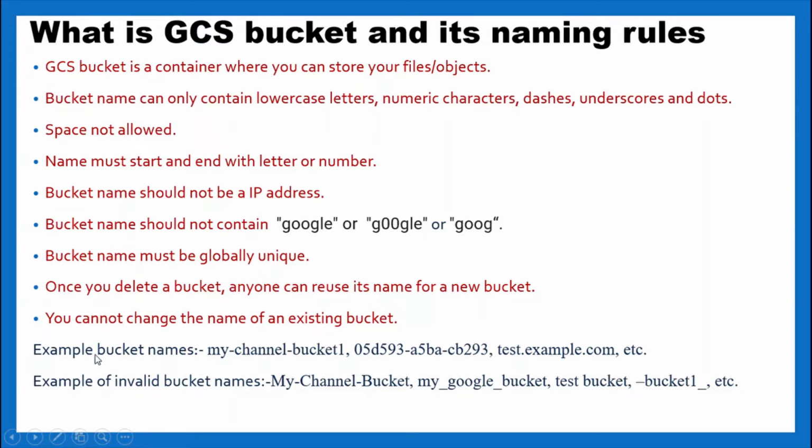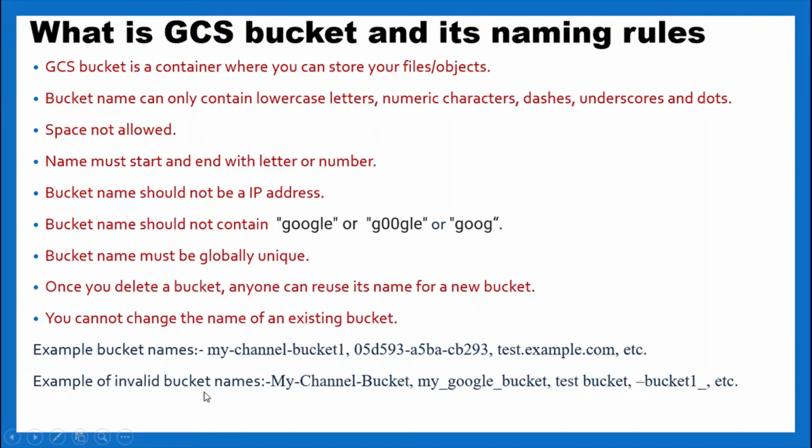Example bucket names can be like my-channel-bucket-1. So this is one valid bucket name. Then this one is valid, and test.example.com is also valid. If we are using a domain name as the bucket name, the domain owner should verify it. For example, the owner of example.com should verify the domain name before using it as a bucket name.